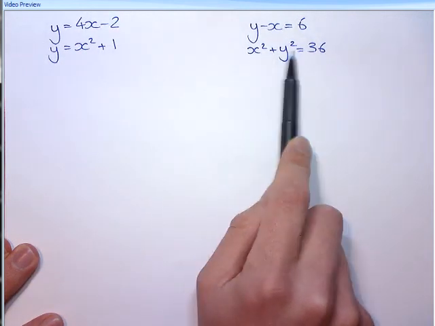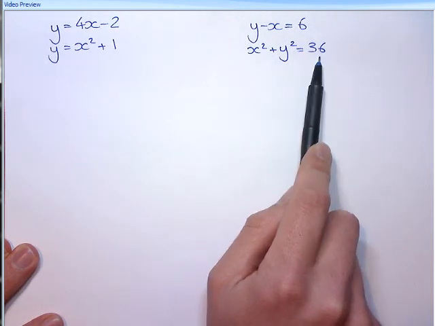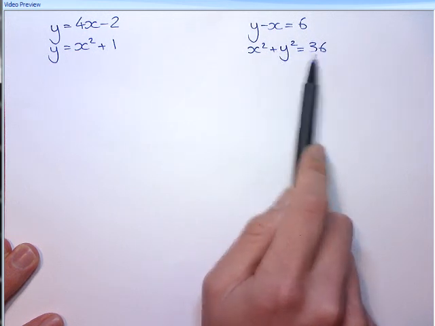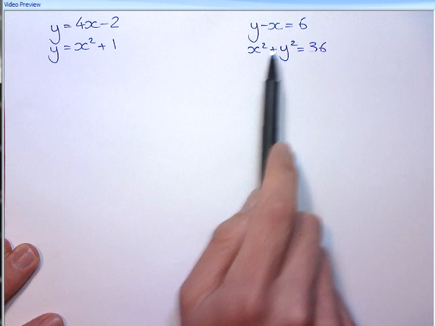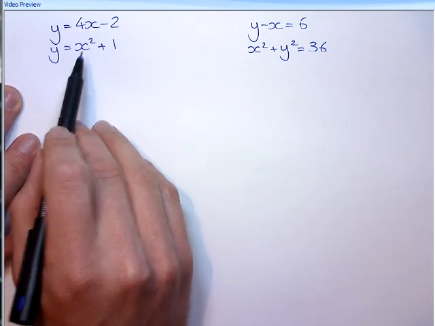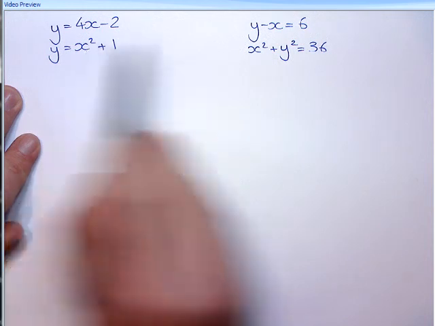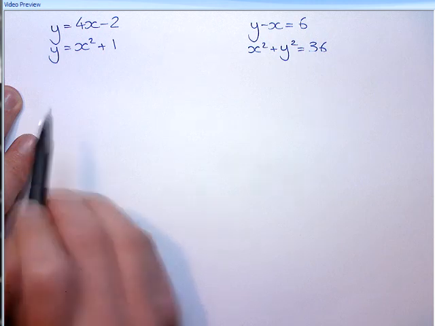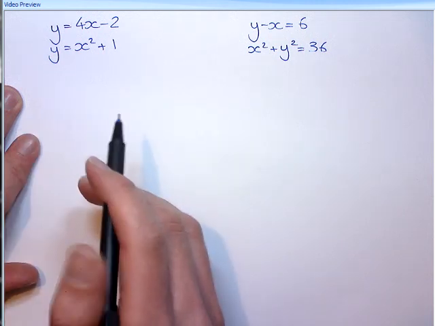And this one's a circular graph with a radius of 6. So again, we're going to have 2, or I say 2, but it could be 1, or it could be none, in fact, if it doesn't work. So this is a little bit different. As soon as you see squares or cubes or anything, you're not going to think about elimination. You're going to think about substitution.